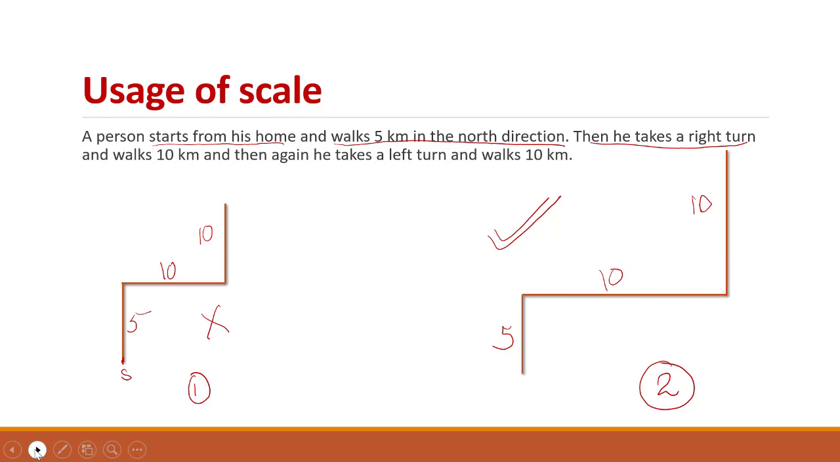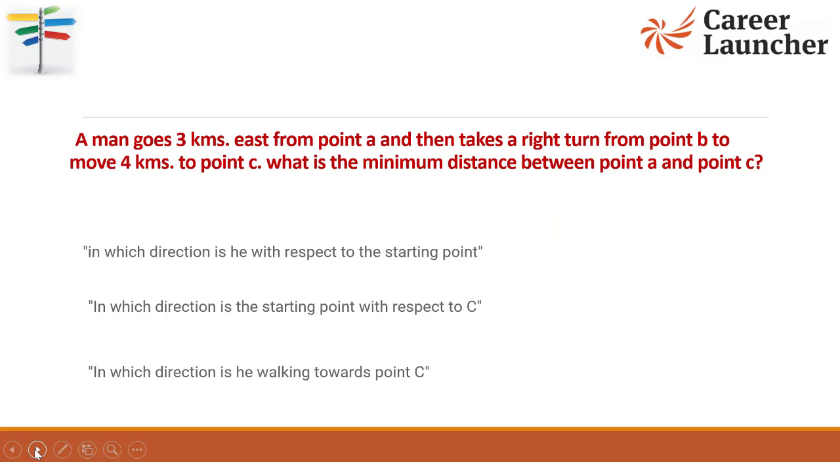Now let's move to some practice problems. A man goes 3 kilometers east from point A, then takes a right turn from point B to move 4 kilometers to point C. What is the minimum distance between point A and C?